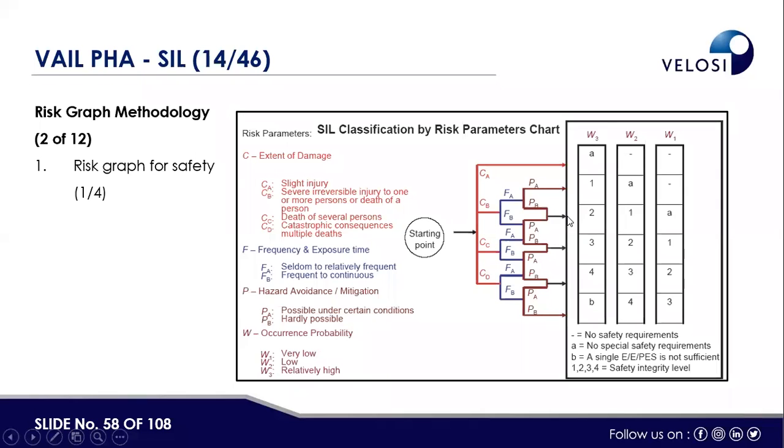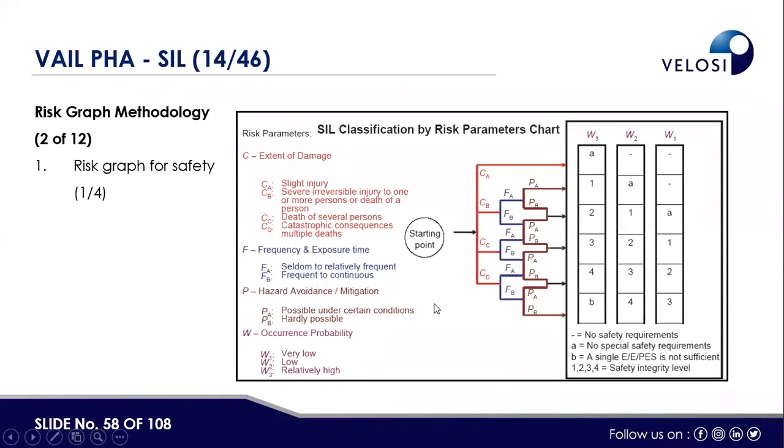So the fourth parameter which we have to select is the demand rate. For example, the frequency of the consequence or the probability of the occurrence is very high, relatively high, or low. Let us suppose it is very low, then we can say that there is no special requirement. And if we say it is low, then it is coming as SIL 1.